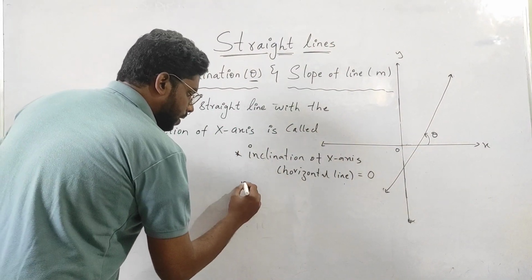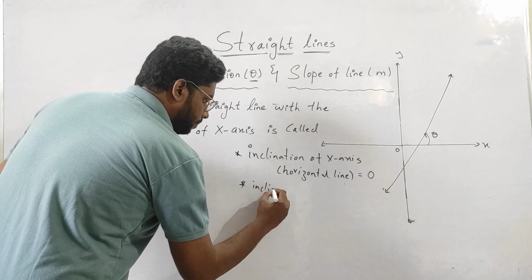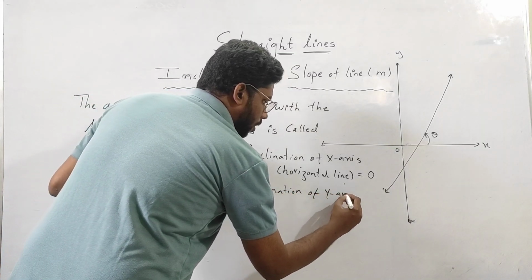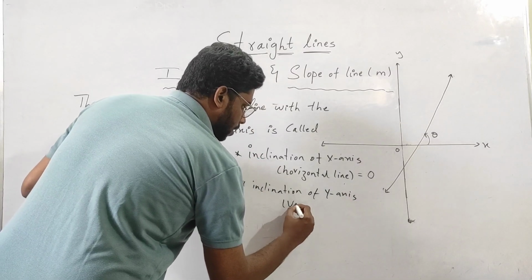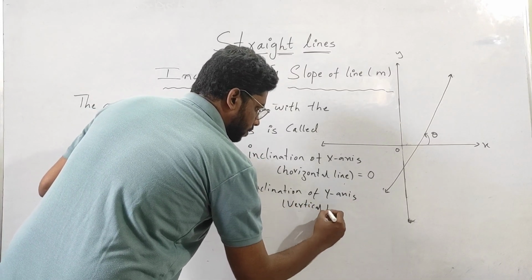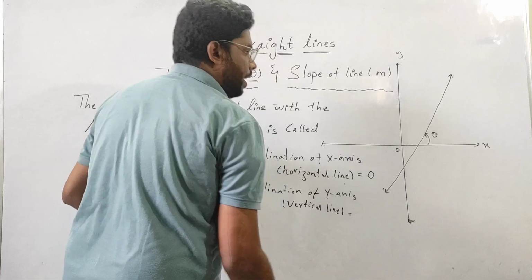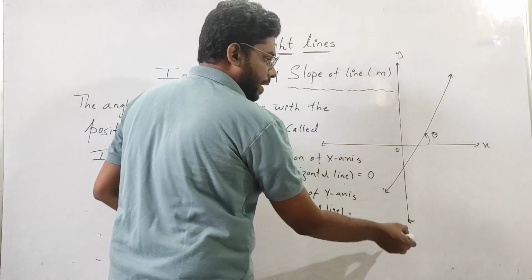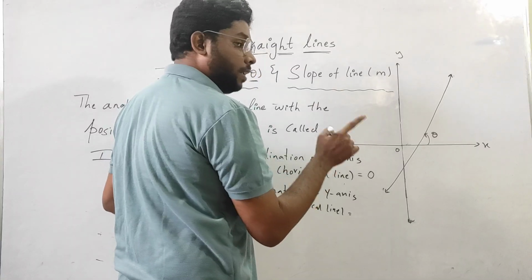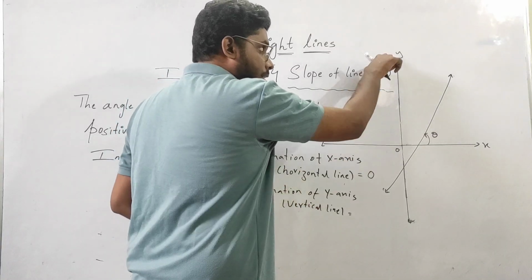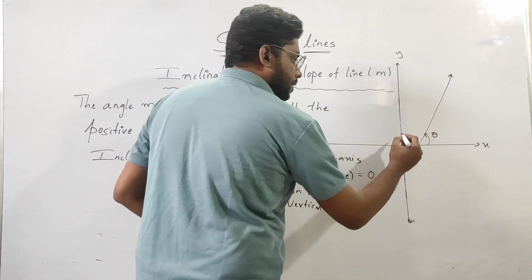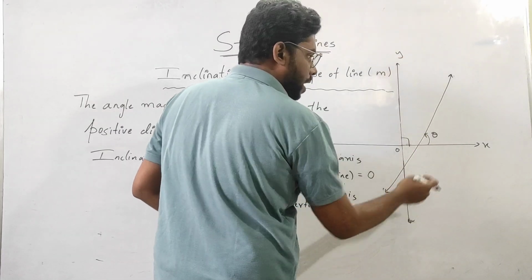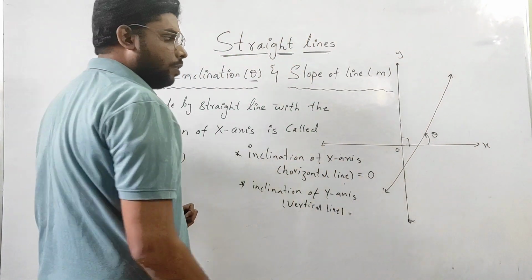This is the first point. Remember. Now tell me, what is the inclination of the y-axis or vertical line? So this is the y-axis, or this is our vertical line. Inclination is nothing but the angle made by the straight line with the positive direction of the x-axis. This is the angle we have to make. This is nothing but 90 degrees.